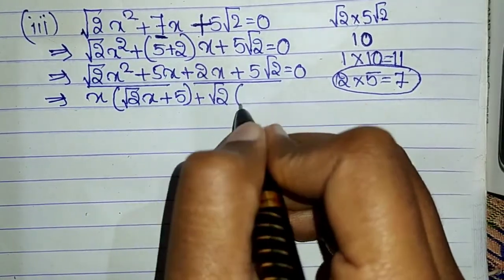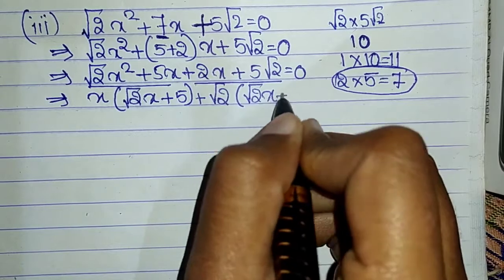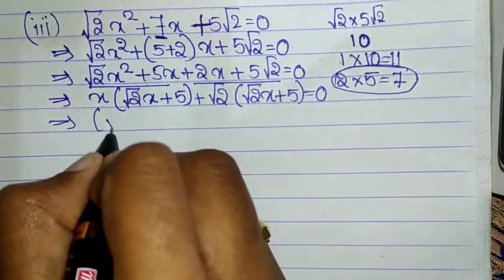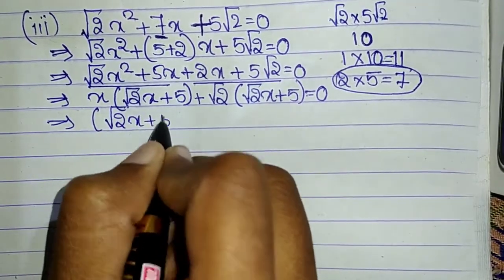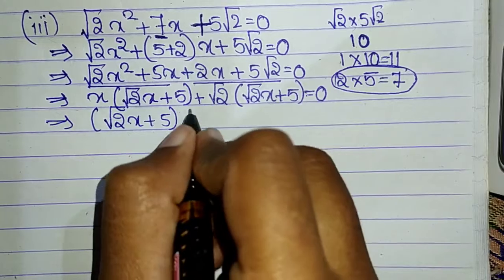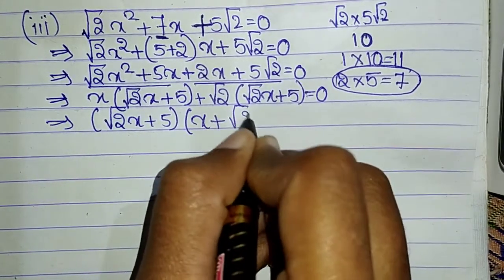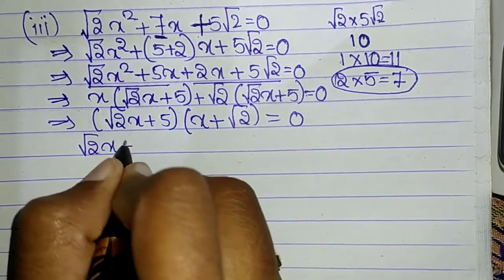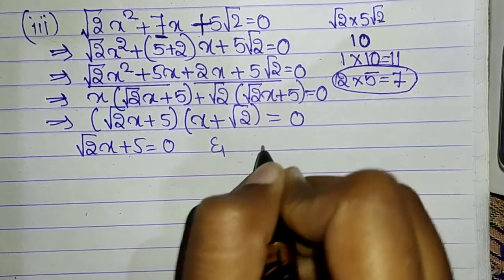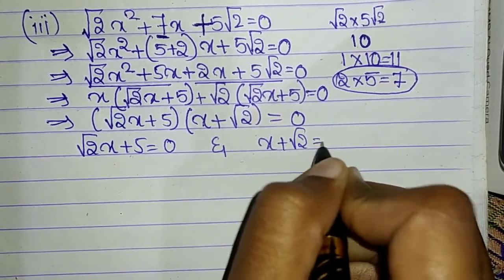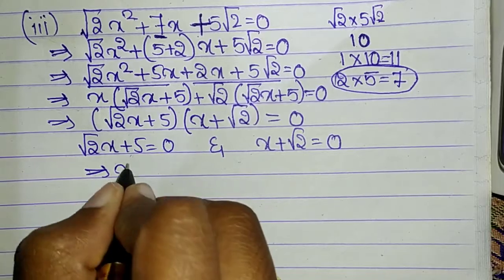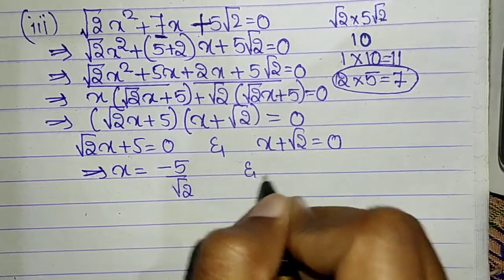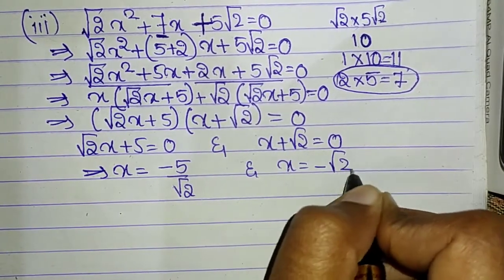So what remains inside the bracket is root 2x plus 5 is equal to 0. So once again taking common, root 2x plus 5 is common between both the terms. So what remains inside is x plus root 2 is equal to 0. Equating both factors to 0, root 2x plus 5 is equal to 0 and x plus root 2 is equal to 0. So this implies x equal to minus 5 by root 2 and x equal to minus root 2.